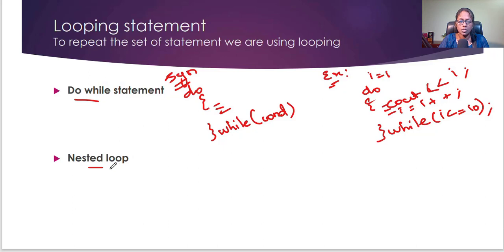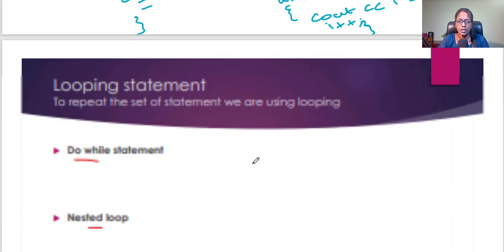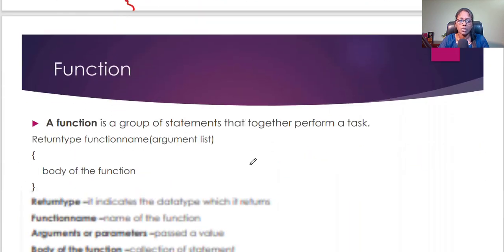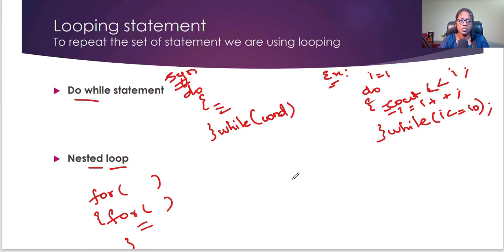And the nested loop, as I said, means a loop which is inside another loop. A for loop which has another for loop inside is called a nested for. If a do while statement consists of another do while statement, it is called a nested do while statement. If a while loop consists of another while loop inside, then it is called a nested loop statement.